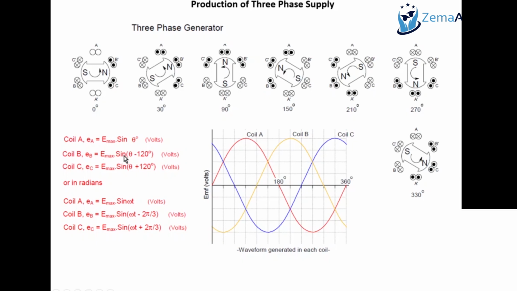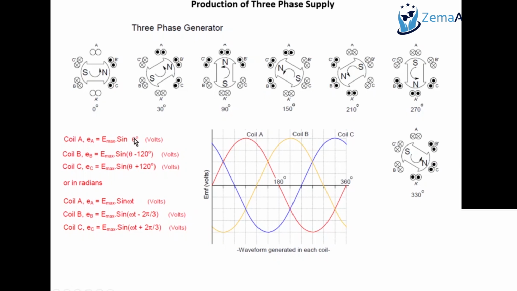Coil B, that's your yellow coil, has a minus 120 degrees angle difference. So you can say that peak voltage or Emax times the sine of theta, whatever the angle, minus 120 degree. So for example, if the angle at a particular instant is 0 degree, that theta would be 0 degree, that you are interested to calculate the instantaneous voltage.